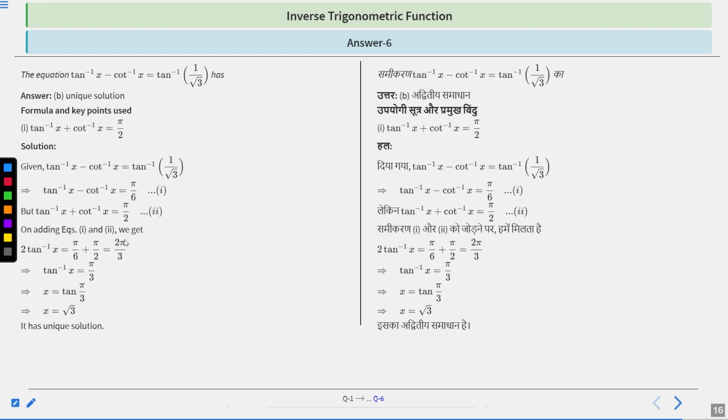Now, on adding equation 1 and equation 2, we get 2 tan inverse x is equal to pi by 6 plus pi by 2, which is equal to 2 pi by 3. Therefore, tan inverse x is equal to pi by 3 and x is equal to tan pi by 3. Therefore, x is equal to root 3. Therefore, the given equation has a unique solution. Clear? The given equation has a unique solution.